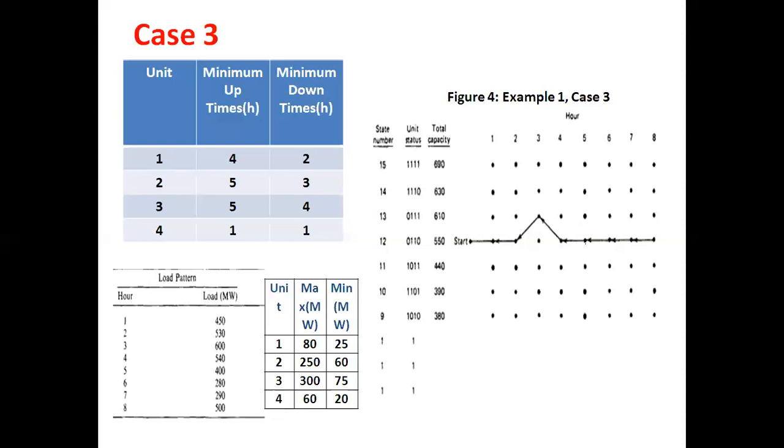So for hours 4, 5, 6, 7, 8, the load demands are 540, 400, 280, 290 and 500, which are easily served by unit 2 and unit 3.